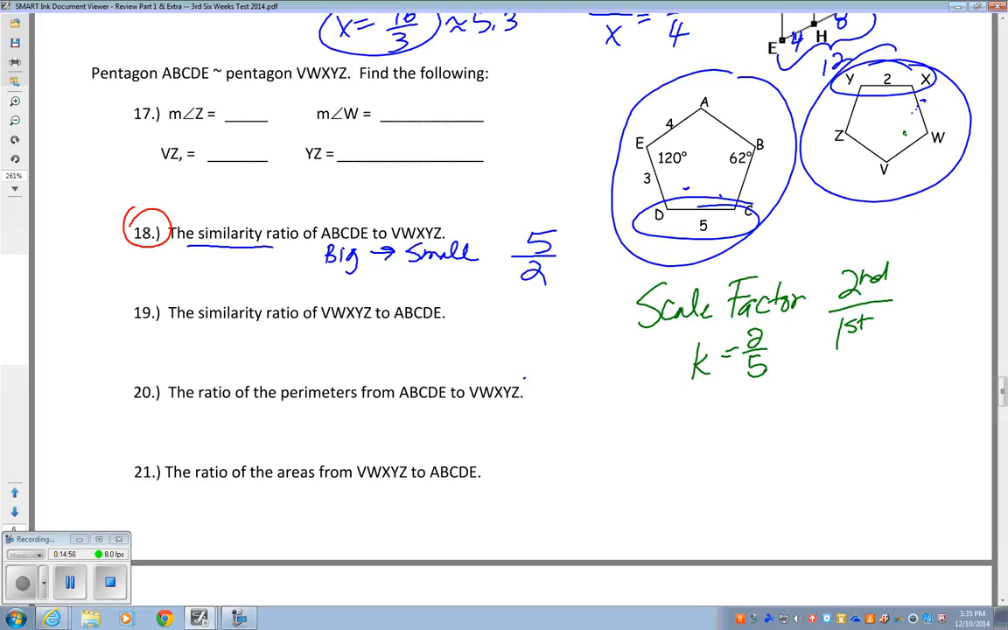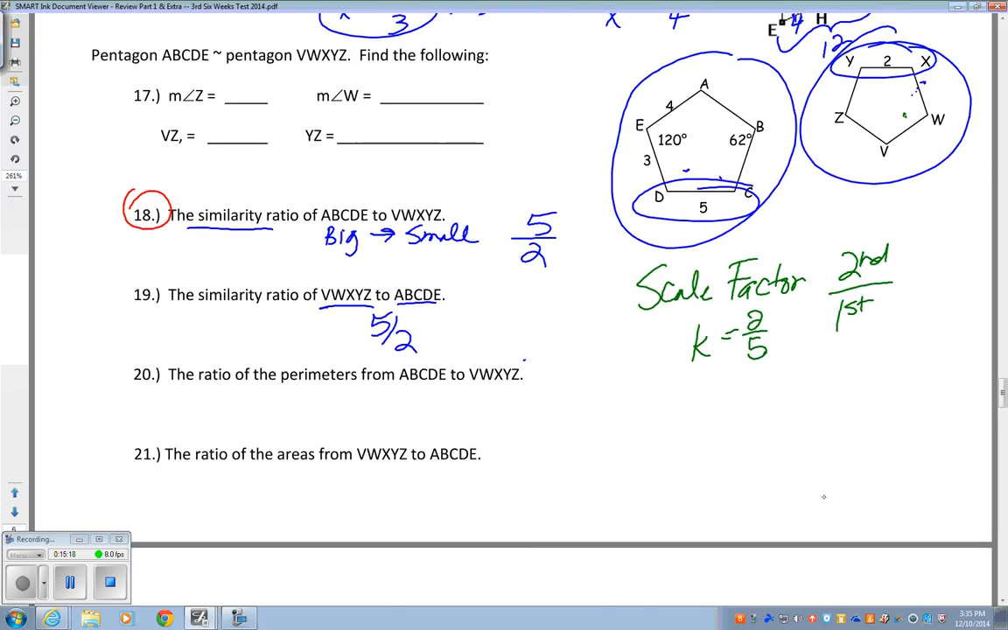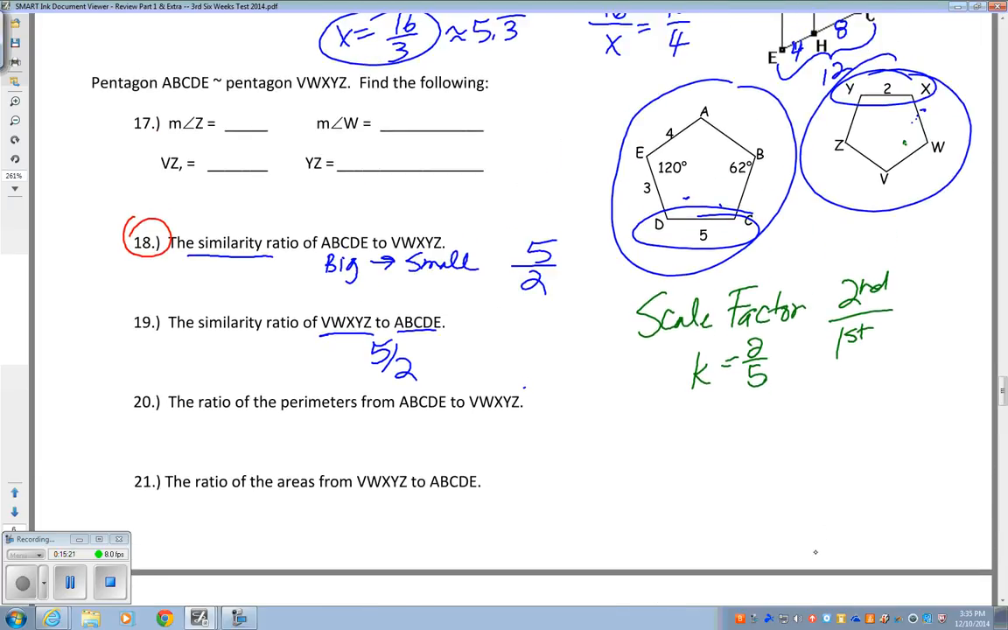It would be 5 over 2, which is the other one. This is asking for small. Okay, it would be 5 over 2. If I was going from small to big, it had to be greater than 1. It's just a comparison of the two corresponding parts. If it asks for scale factor, it would be 2 over 5. You go in order with the similarity ratio. The scale factor is asking how it changed from the first to the second.